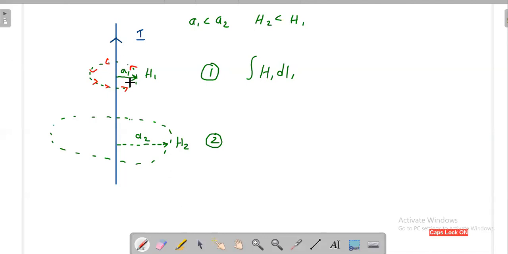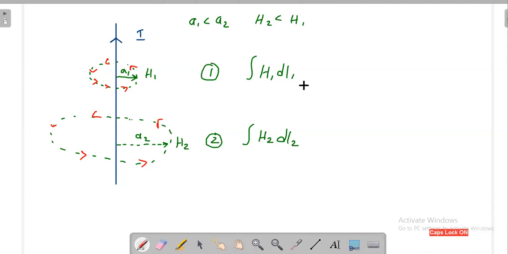Definitely you will get some answer because your dl direction and your H direction are both the same. Both are in the phi cap direction. Similarly here, your magnetic field will also be in this direction only, as you are going on the imaginary circle. So once you compute this integral, integral H2 dl2, you will also have some value.